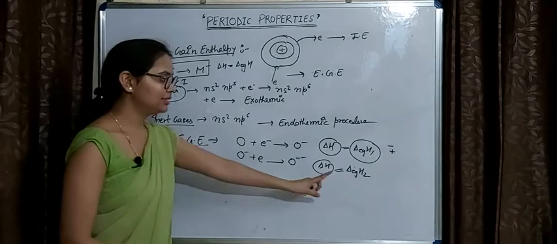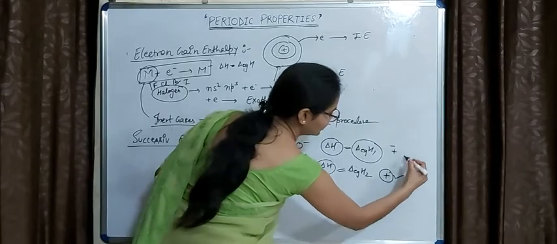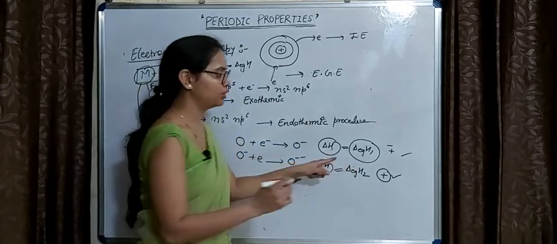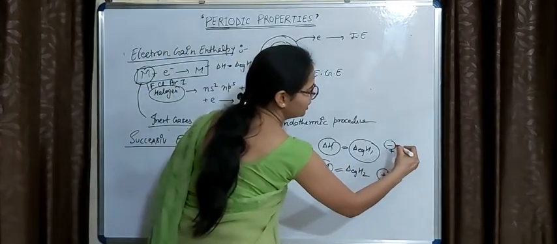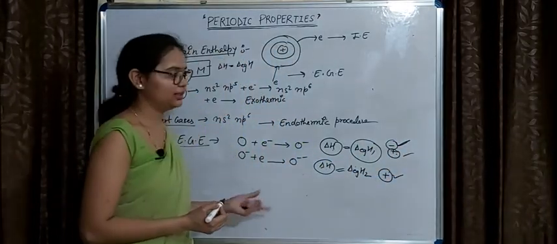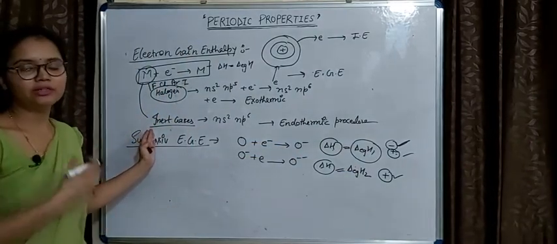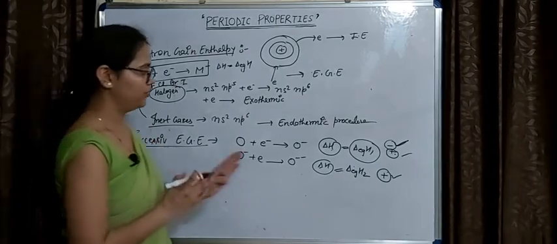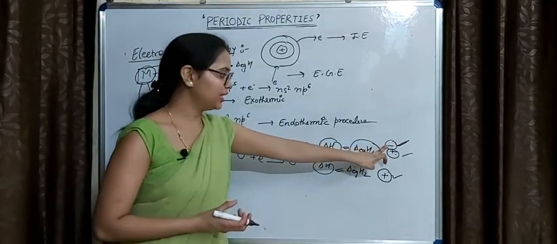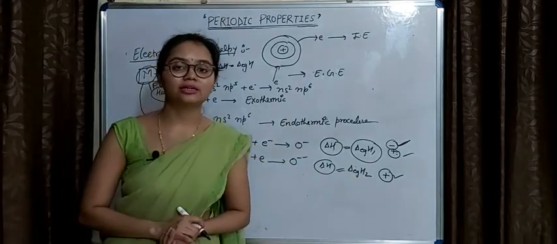Okay, but the second electron gain enthalpy will always be positive. Remember this thing. And for first electron gain enthalpy, remember one more thing, that most of the elements will show negative electron gain enthalpy. Only a few elements will show positive electron gain enthalpy, like inert gases or the same type of elements, which have a stable configuration. So remember this thing, that first electron gain enthalpy is most of the time negative and second electron gain enthalpy is always positive. Okay, now let's see the reason behind it.